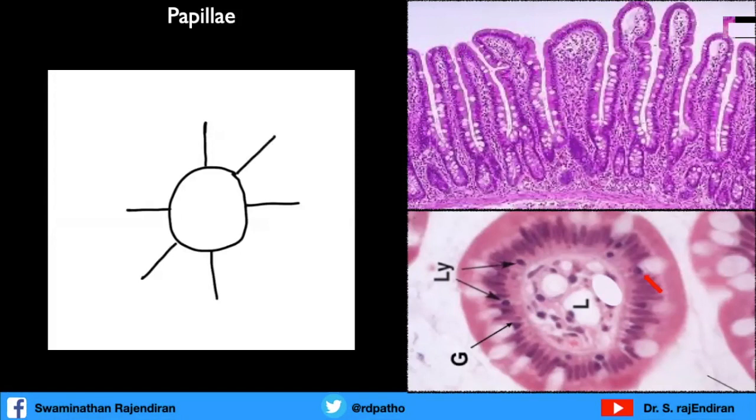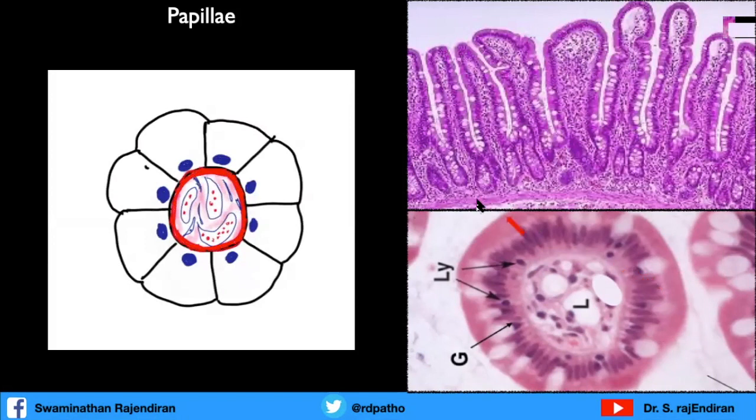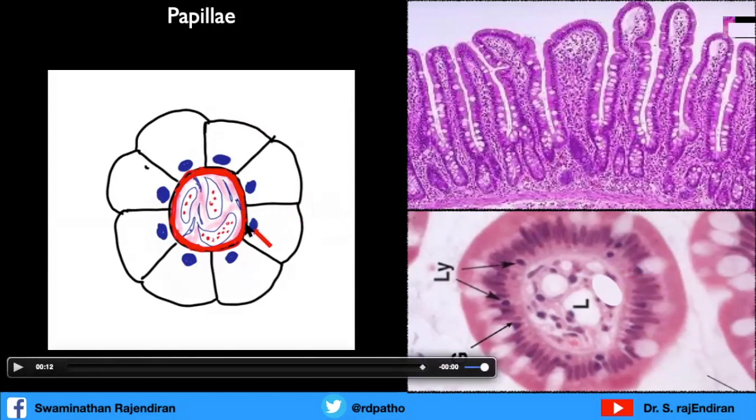Let us see the cartoon of the papillae. These cells will have a flower-like pattern, and the center will have a fibrovascular core. And when you do the staining for PAS diastase, the basement membrane will be seen inside, whereas in the glands it will be seen outside. And in cases of rosettes, no basement membrane. So this understanding is very, very important to differentiate various types of rosettes.